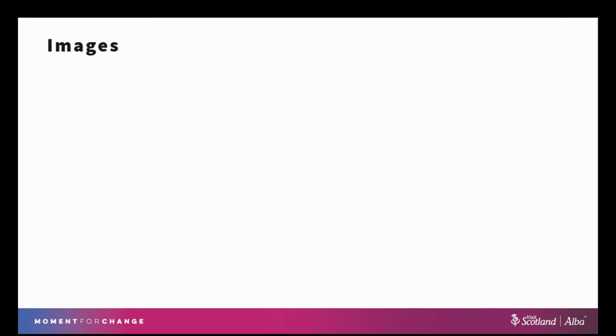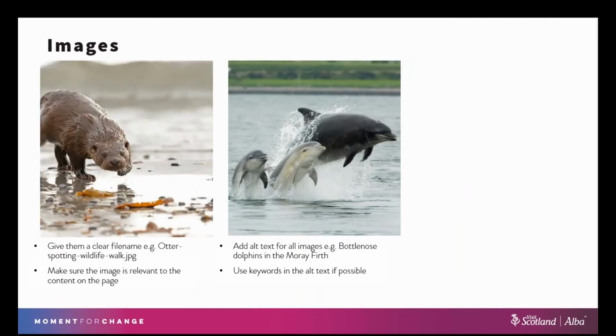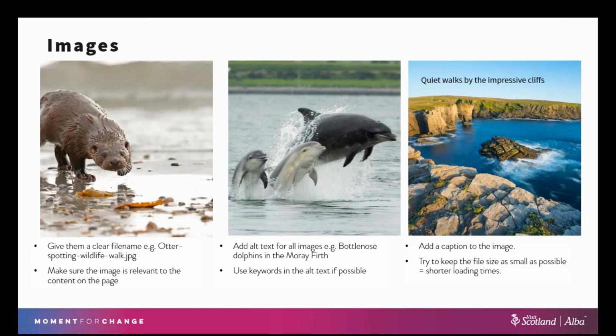And let's have a think about some of the images that appear in your website. We want to make sure that you're giving them clear file names, and that the image is relevant to the content of the page. Images should have alt text if possible, and use keywords within the alt text. That means when you move your mouse over the image, the description appears. So you've got the bottlenose dolphins in the Moray Firth.